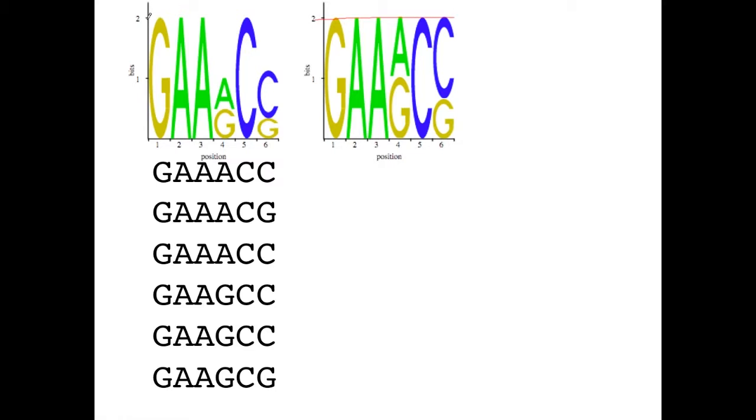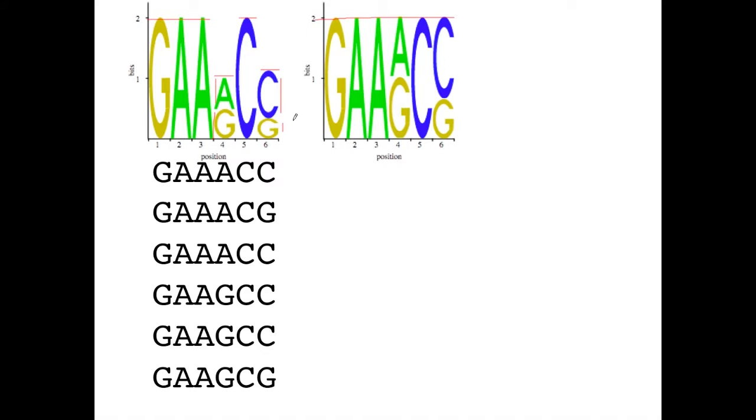But instead, the most important bases at specific positions, the ones that don't vary, are given a higher score, a higher total height. If the base at a position varies, the total height is lower, and the relative heights of the possible bases found at that position are related to how frequently each one is found.